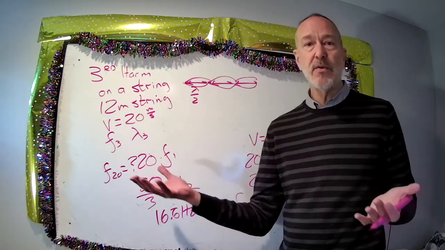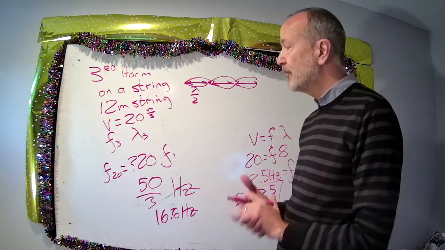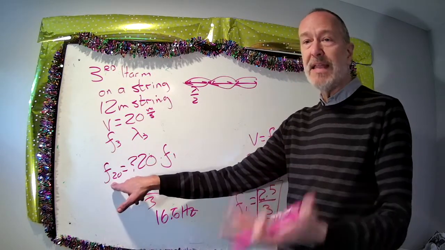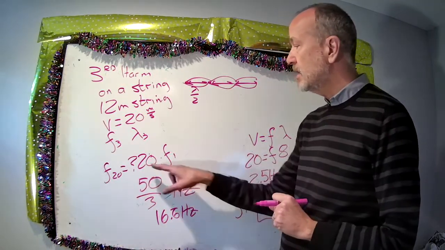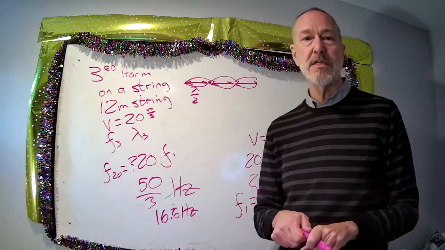And that's just V equals F lambda. And the little secret: the frequency of the nth harmonic is n times the frequency of the first harmonic.